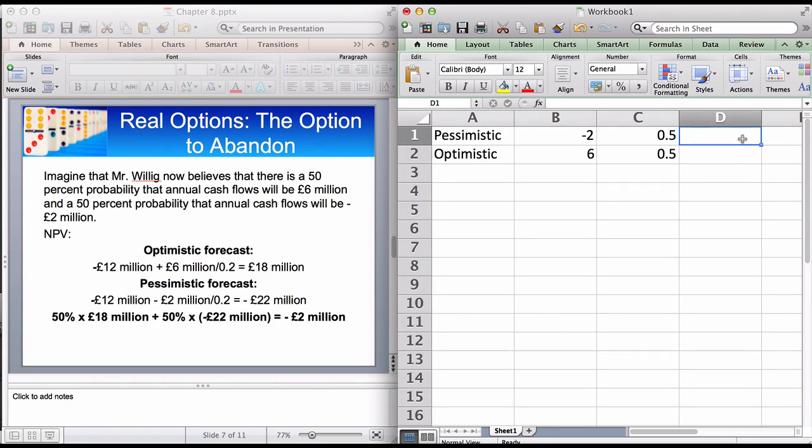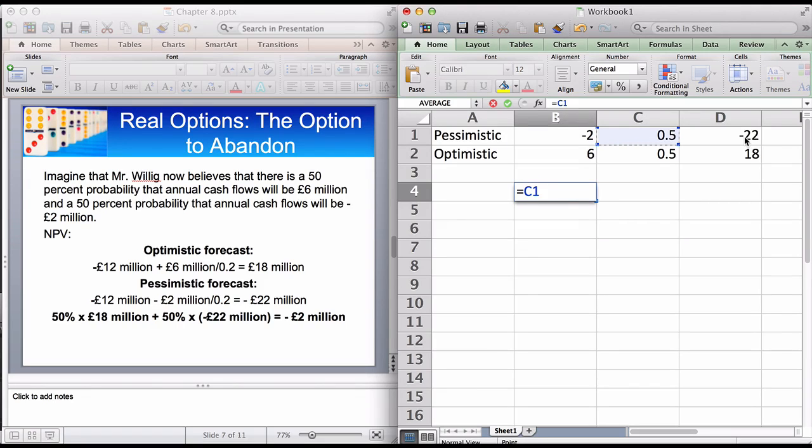Now, if we look at this and calculate the expected NPV, the expected NPV is simply the probability that the pessimistic scenario occurs multiplied by the NPV in the pessimistic scenario, plus the probability that the optimistic scenario occurs multiplied by the NPV of the optimistic scenario. And you can see here, as I've got in the slide, that the expected NPV is negative. So just looking at this particular case, you would reject.